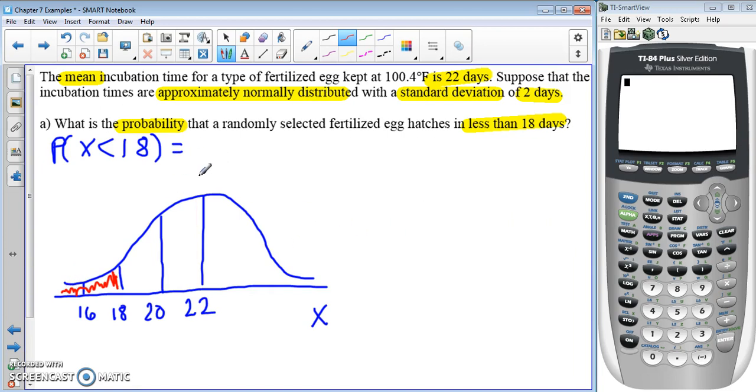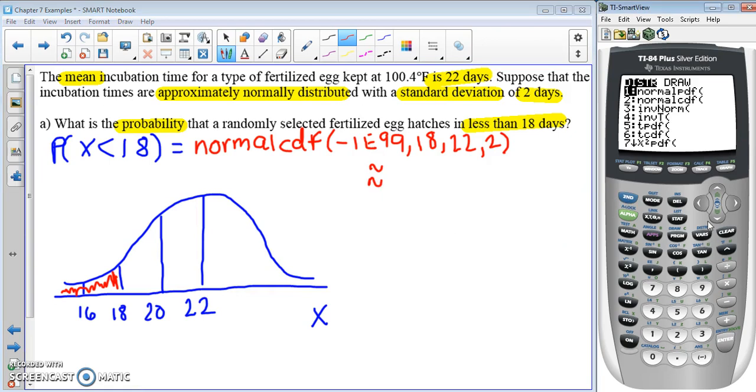So we are calculating a probability. We have two different functions that we learned about, normal CDF and inverse norm. When we're looking for probability, we use normal CDF. Our lower bound here is going to be negative 1E99, and our upper bound is 18. Our mean is 22 and our standard deviation is 2. So we're going to calculate that here, and we usually round to 4 decimal places.